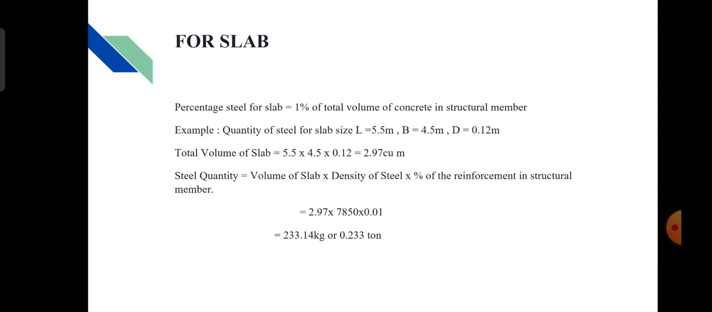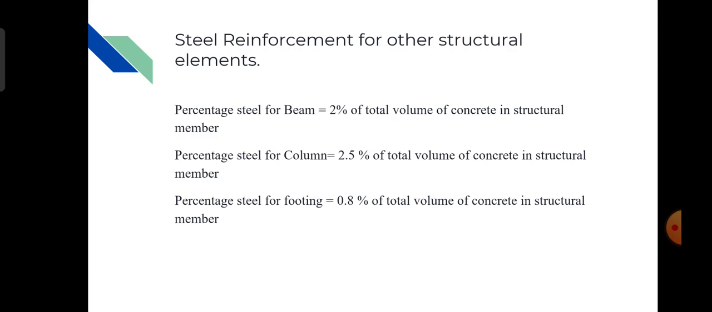And one more thing about the reinforcement in the slab: when we put the reinforcement in the slab, the spacing between the reinforcement should not be less than 150 mm center to center. So these are some of the specifications and thumb rules which are adopted for steel reinforcement in the case of slabs. Now, in the case of different structural elements, in the case of beams, the steel required in the beams is equal to 2% of the total volume of concrete in the structural member.